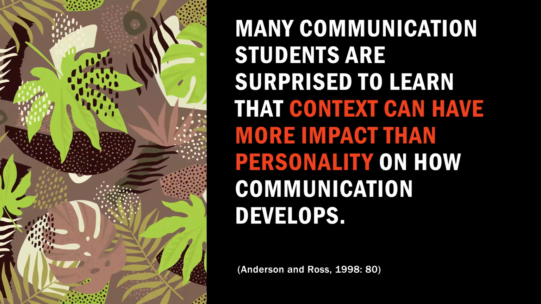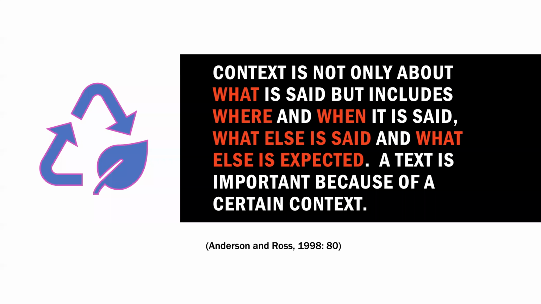Many communication students are surprised to learn that context can have more impact than personality on how communication develops. This is true because the context determines how we communicate with others. So the style that we communicate depends on the context, not on our personality. So context is not only about what is said, but it includes where and when it is said, what else is said, and what else is expected. A text is important because of a certain context. So in other words, we can say context is what to say at the right time, at the right place, how to say it, and what to expect.